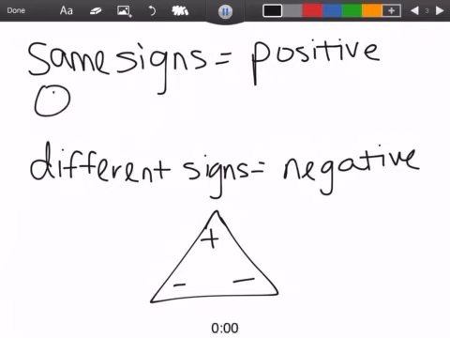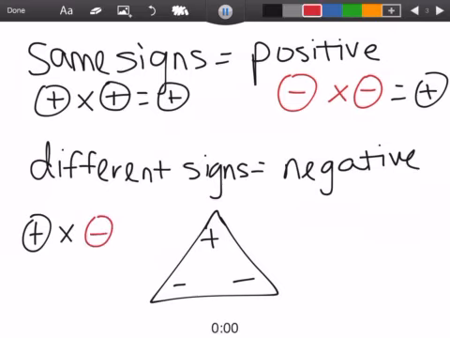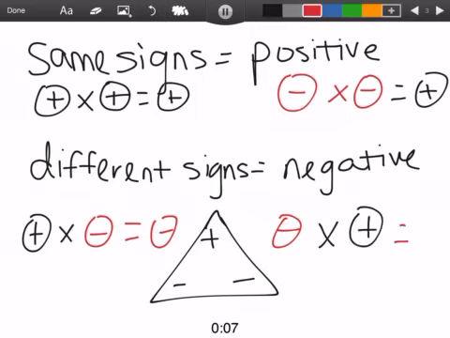So if I have a positive times a positive, my answer will be a positive. If I have a negative times a negative, my answer will be a positive. Think about it this way. The negatives cancel each other out. Okay? It's weird, I know. Now down here, if I have a positive times a negative, my answer is going to be negative. And if I have a negative times a positive, my answer is going to be negative. No matter which one's bigger or smaller, anything like that. That is always the rule for multiplying and dividing.